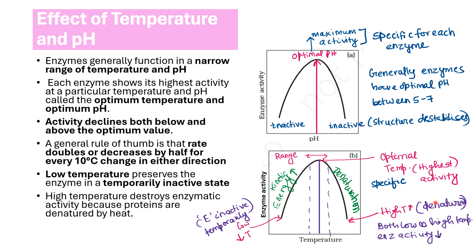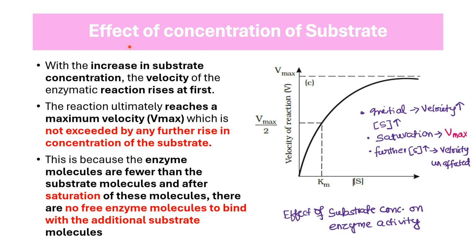and hence complete loss of the activity of the enzyme is observed. Hence, it is important to maintain both the optimal temperature as well as the pH to get optimal activity of the enzyme, and that is specific for each enzyme. I hope the effect of temperature and pH is clear for you guys. So let's now move on to the next factor, that is the effect of concentration of the substrate.